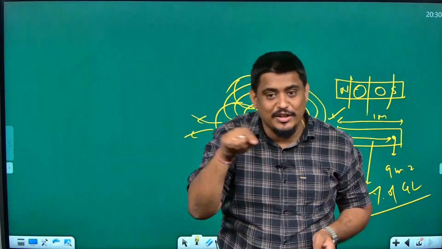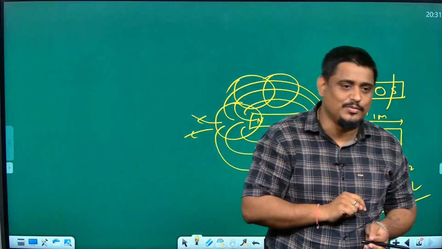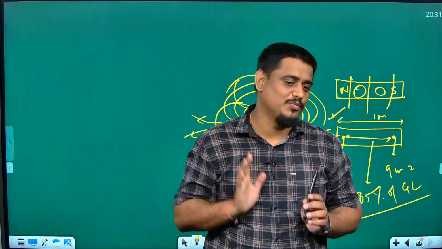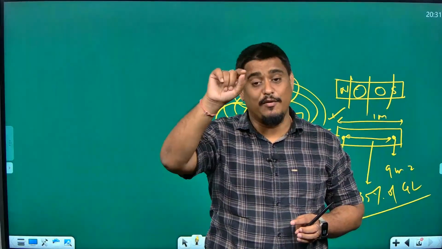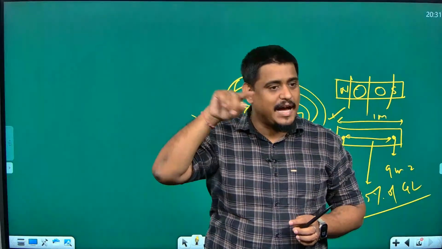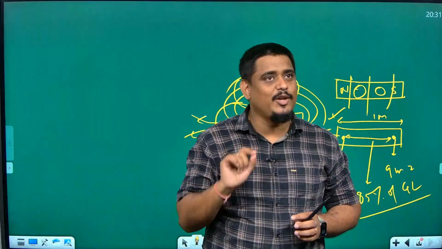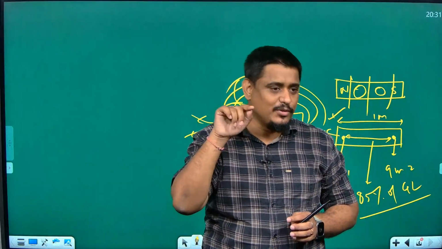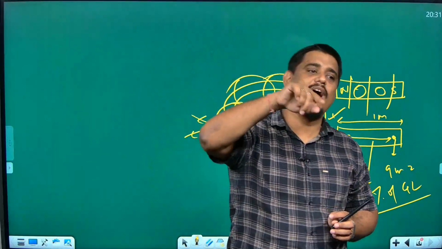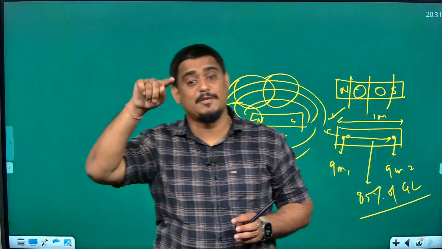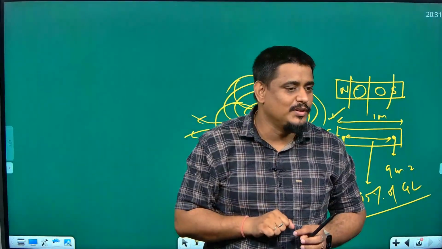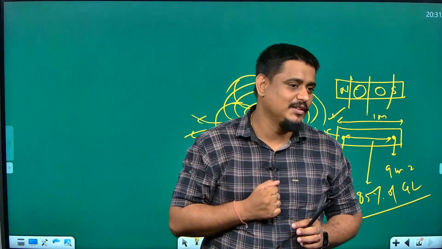For R much more than D, you got there 2K P by R cube. Here also you will have mu naught by 4 pi into 2M by R cube. There you had the electric field due to an electric dipole at an equatorial point as K into P by (R square plus D square) power 3 by 2. Here you will have mu naught by 4 pi into M by (R square plus D square) power 3 by 2. There you had the electric field at an equatorial point where R is much more than D as Kp by R cube. Here you will have mu naught by 4 pi into M by R cube.